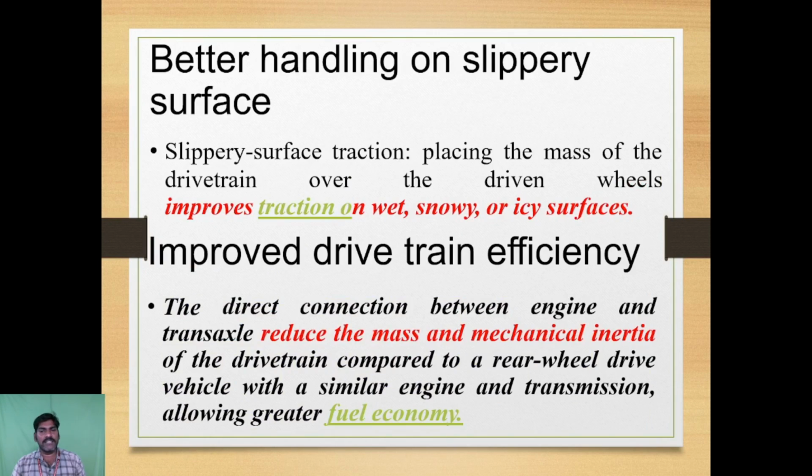Better handling on slippery surfaces. Slippery surface traction: placing the mass of the drivetrain over the driven wheels improves traction on wet or icy surfaces. Improved drivetrain efficiency. The direct connection between engine and transaxle reduces the mass and mechanical inertia of the drivetrain compared to a rear wheel drive vehicle with a similar engine and transmission, allowing greater fuel economy.